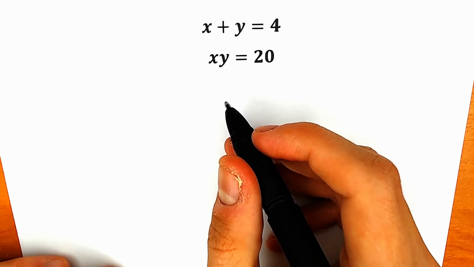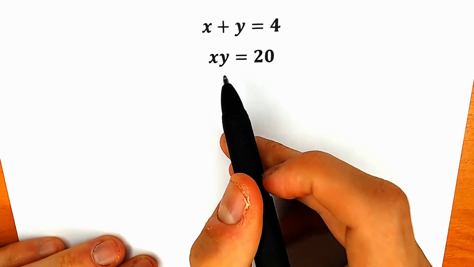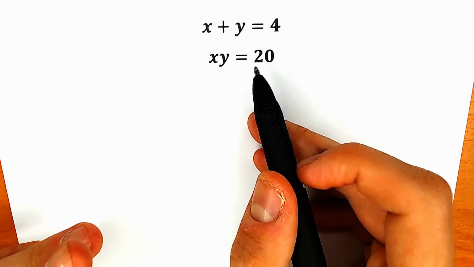Hi, I'm Mathematics. Today we have a very interesting algebra question. We have a sum x plus y equal to 4 and a product x times y equal to 20, and we need to find x and y. How can I do this?